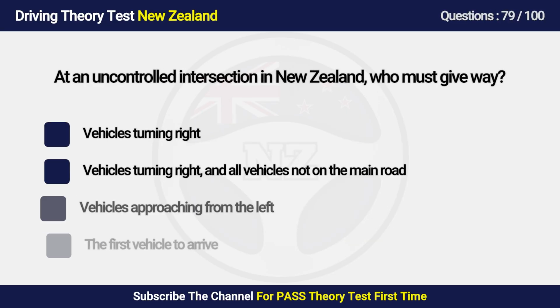Question 79. At an uncontrolled intersection in New Zealand, who must give way? A. Vehicles turning right. B. Vehicles turning right and all vehicles not on the main road. C. Vehicles approaching from the left. D. The first vehicle to arrive.